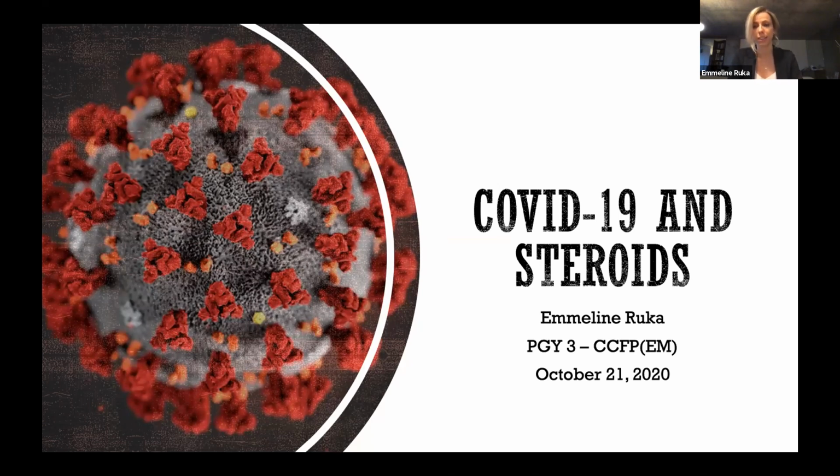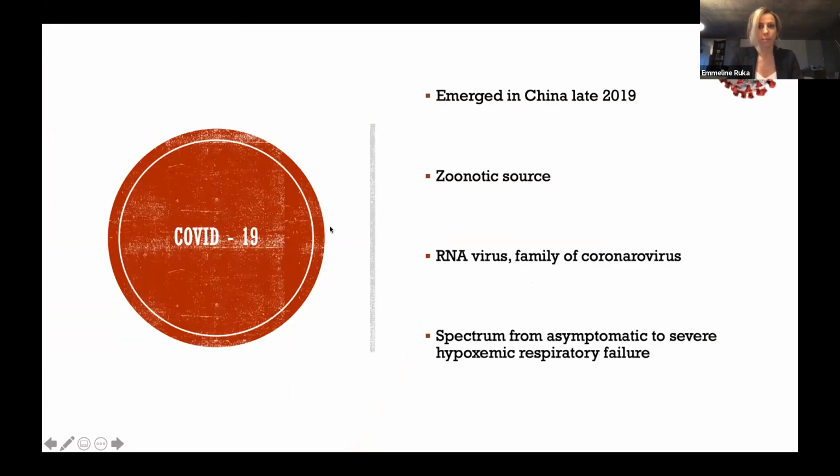So it's pretty recent. As you know, COVID-19 emerged in China in late 2019. It's a zoonotic source, meaning that it can infect animals and can spread to humans. It's an RNA virus, of the coronavirus family. And the spectrum of the disease, as you know, can go from totally asymptomatic to severe hypoxic respiratory failure and even death.